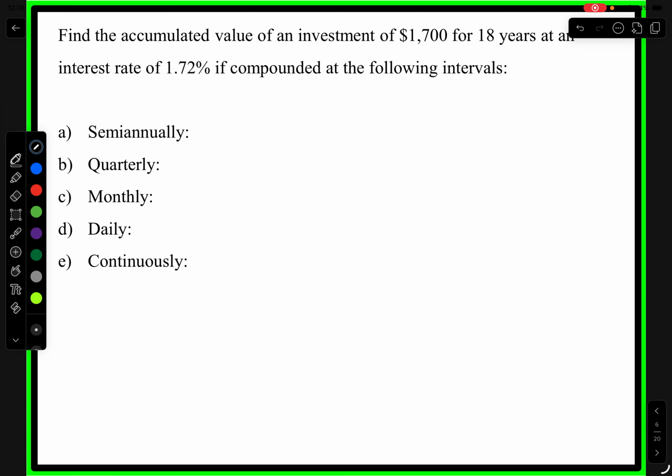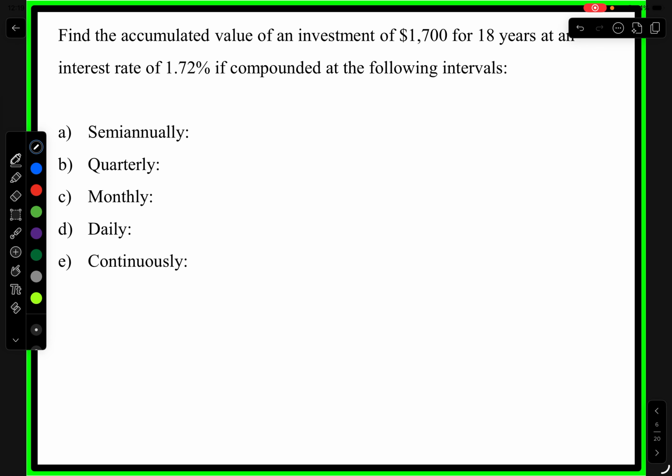So if you clicked on this help video, that means you're a little confused about what to do here. So let's look at my scenario and you'll do something similar on your homework problem. We want to find the accumulated value of an investment of $1,700 for 18 years at an interest rate of 1.72% if we're going to compound it at the following intervals, starting off with semi-annually.